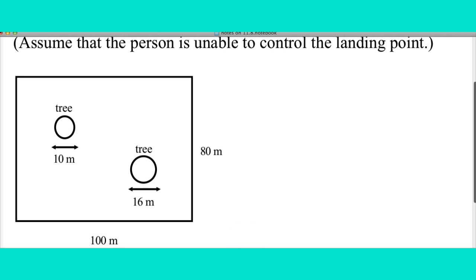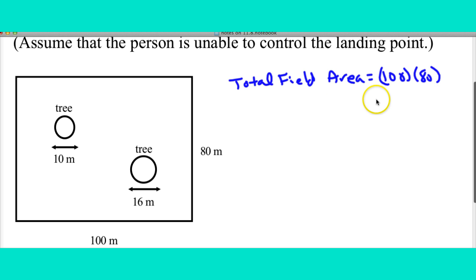So our total area of interest, or I should say our total area of the field, is found by finding the area of the rectangle. So that would be 100 meters times 80 meters. So that total area would be 8,000 square meters.